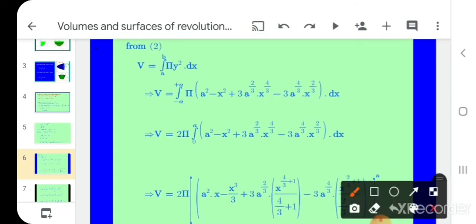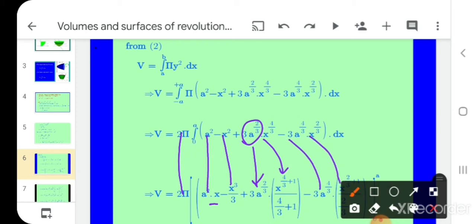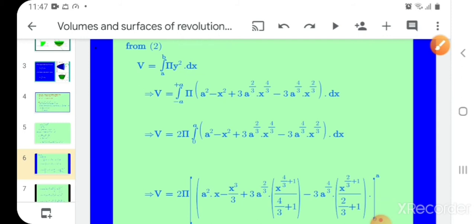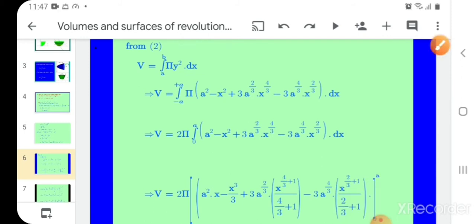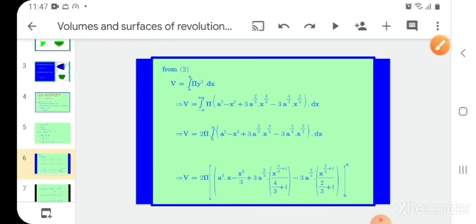Okay, see. Again check, 2 pi is the constant, a square is constant, and the integration of a constant is a square into x. The integration of x square is x cube by 3. These two are constants, so I write them the same. x power 4 by 3 integration is x power 4 by 3 plus 1 by 4 by 3 plus 1. Minus 3a is the same. Next, x power 2 by 3 integration is x power 2 by 3 plus 1 by 2 by 3 plus 1, and I write the limit values 0 comma a. First I substitute a in the x place, after that I substitute 0. Okay, see here.